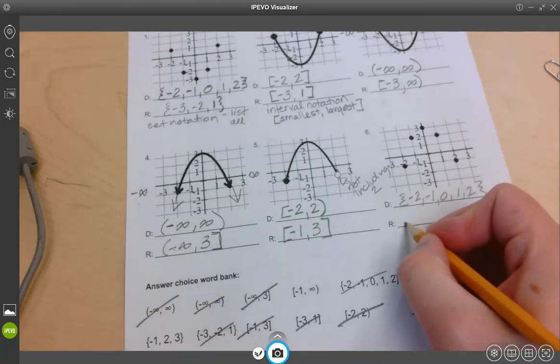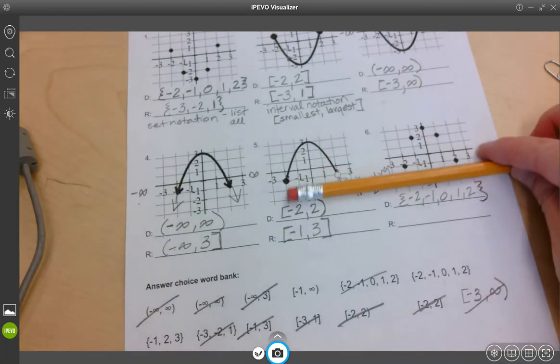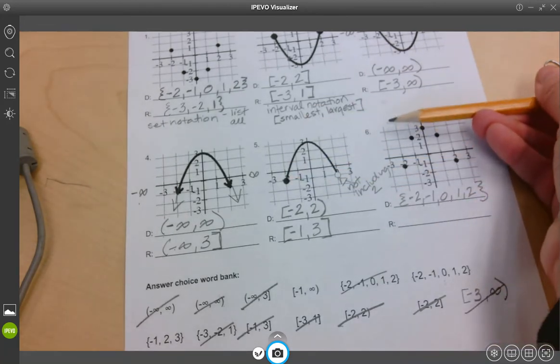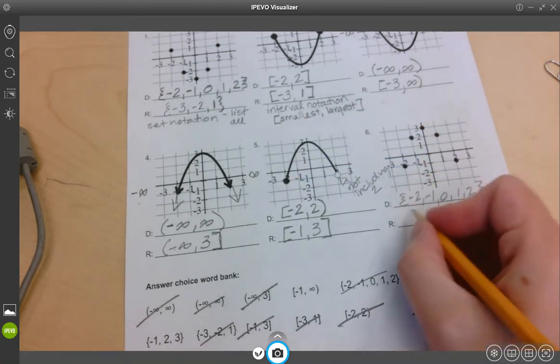And then for the range, we're looking at the y values. What's the first y value? And then? 2. And? 3. Good.